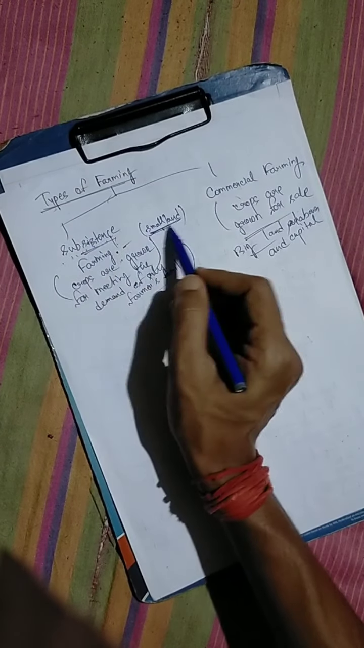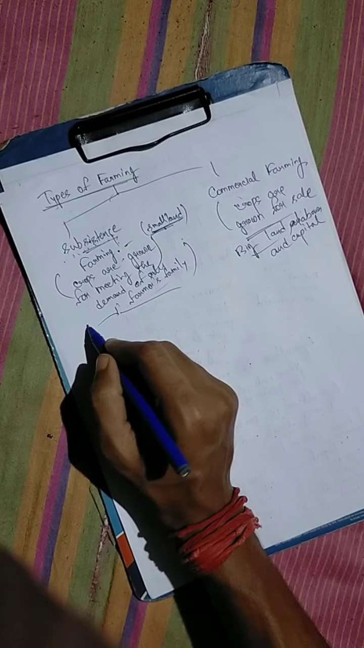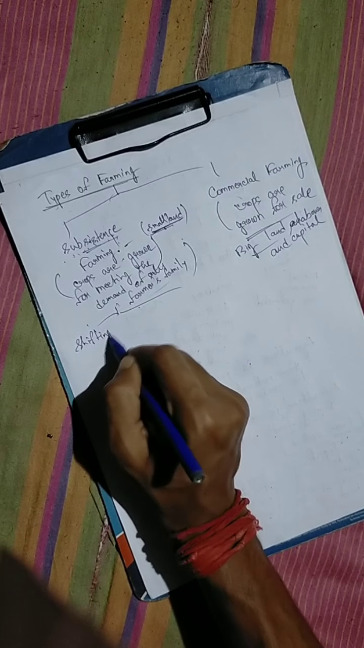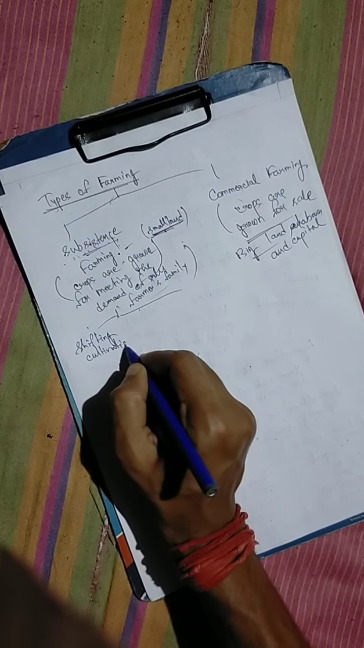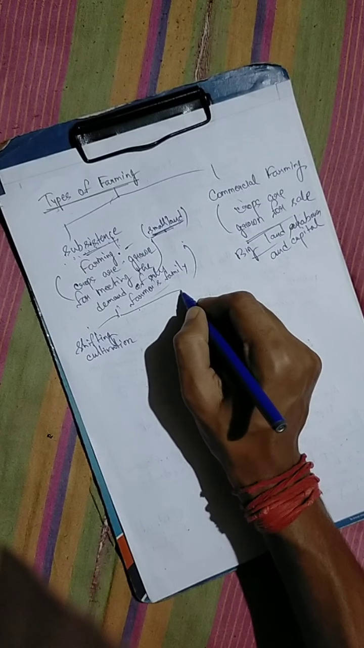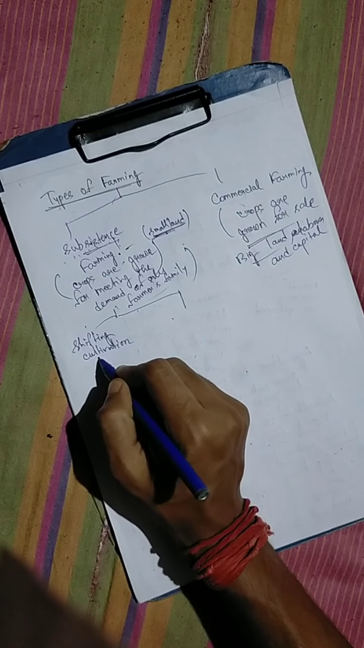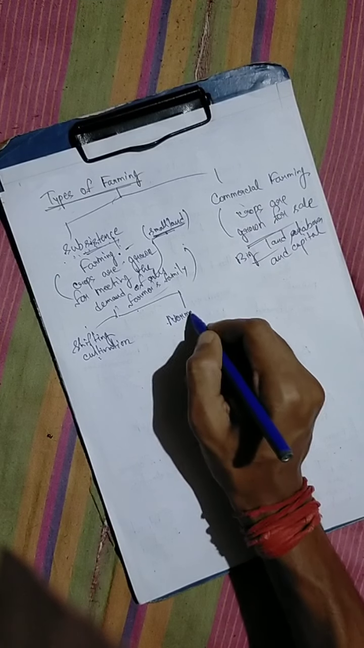Subsistence farming is further divided. The main types of subsistence farming are shifting cultivation and another is nomadic cultivation.